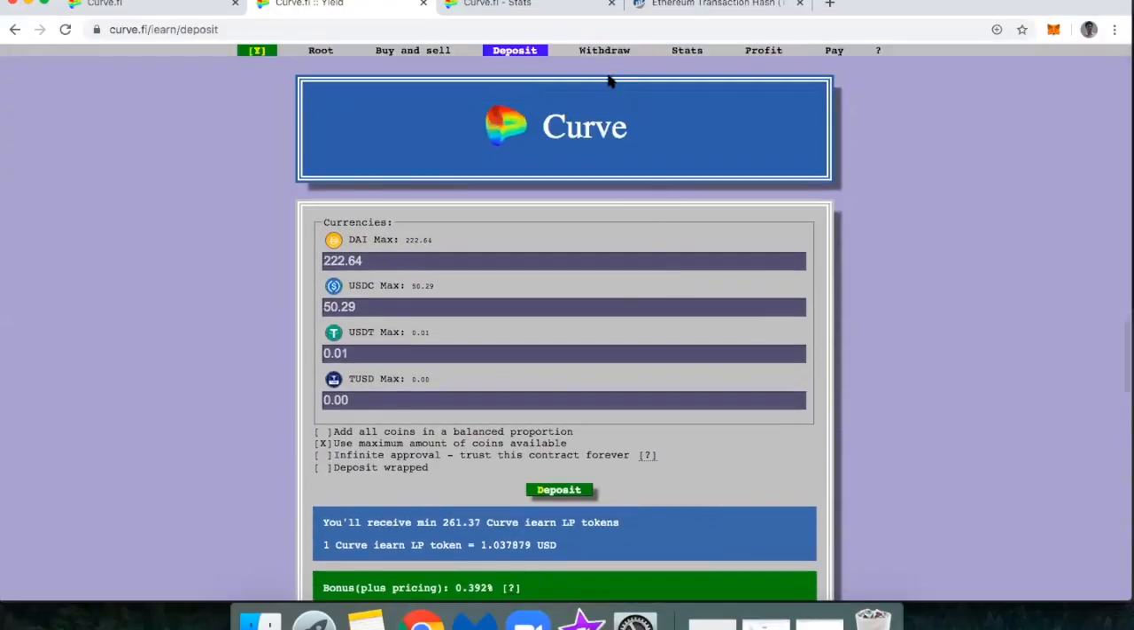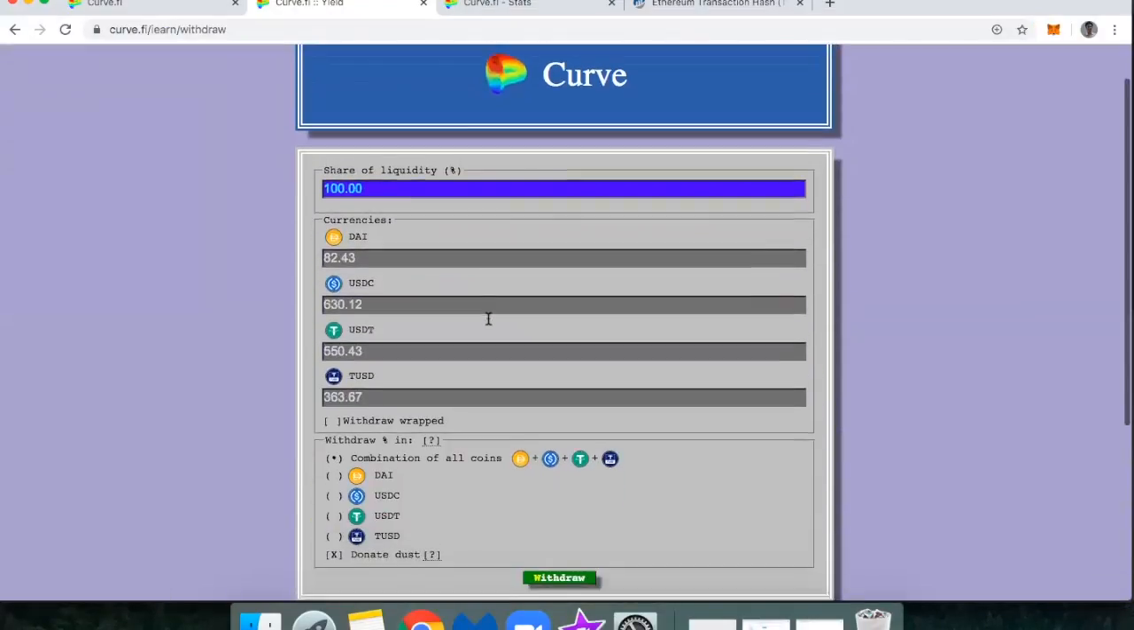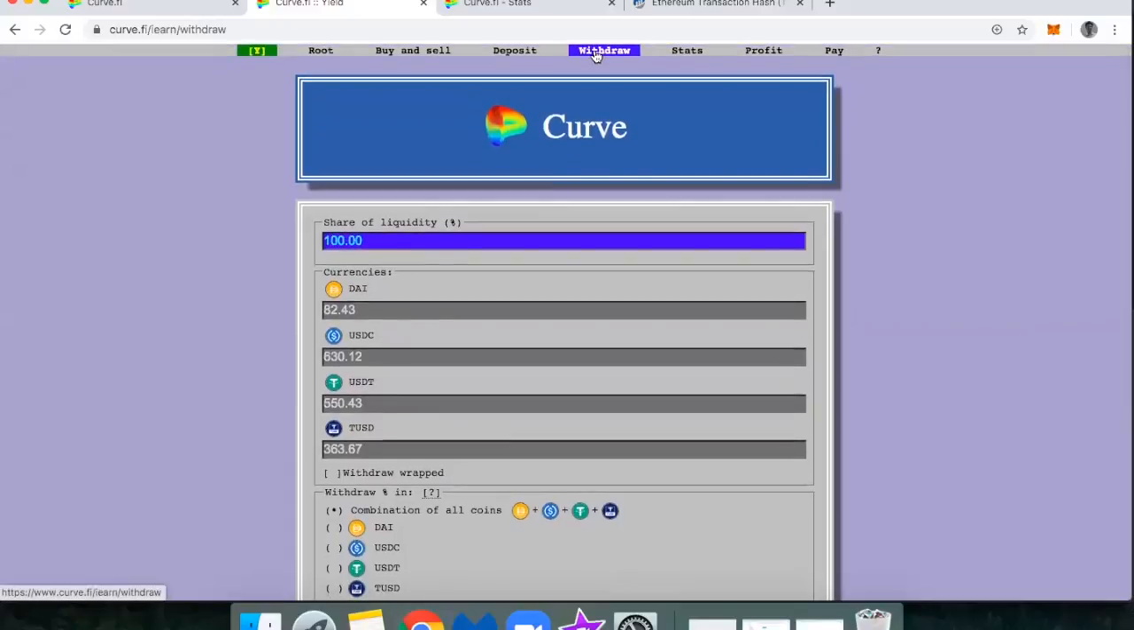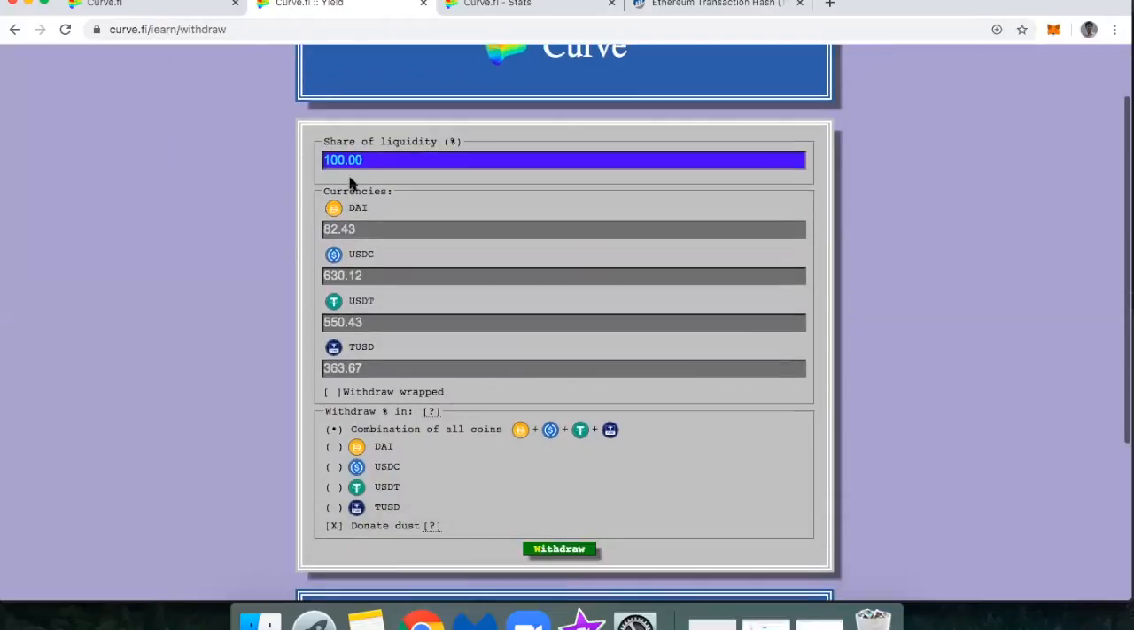In the future, if I would like to withdraw these, I can just go here to the withdraw tab. Again, that's curve.fi/iearn/withdraw. And you can choose to withdraw whatever percentage you'd like. Another thing, which is newer to the Curve pool, is you have the option to withdraw in whatever combination you'd like. So I could just, this is standard, go ahead and withdraw all of these tokens, and I wouldn't pay any sort of exchange fee because I'm withdrawing what is mine that is already in the pool.